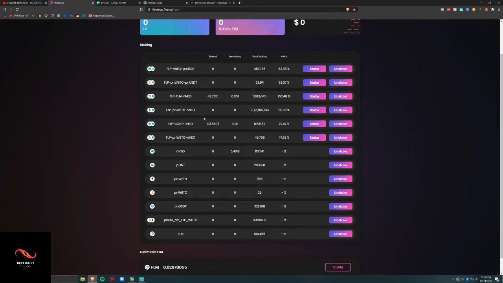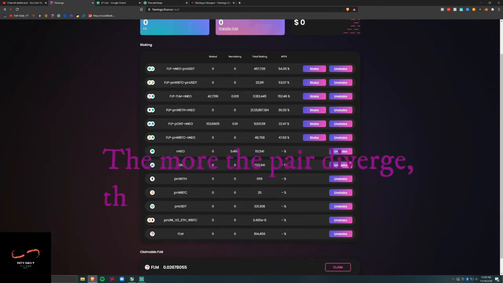The more the two tokens diverge, the more your impermanent loss will be. So think of a stablecoin pair, USDT to USDC: relatively limited impermanent loss. Something like FLM relative to Neo, which you can see has the highest interest rate, is definitely going to have the highest impermanent loss, as FLM is going through price discovery. So we need to know what we're getting into.